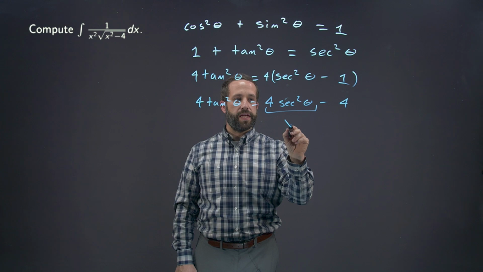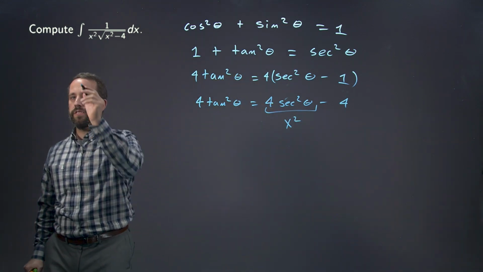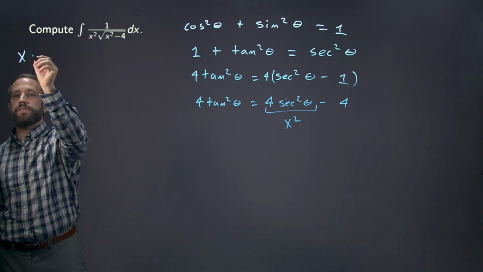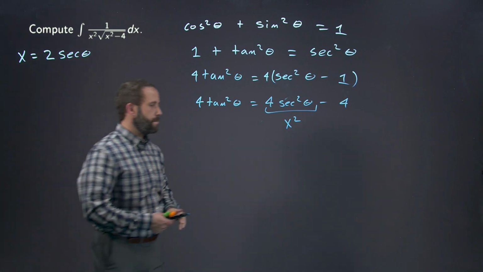And so this whole thing right here is going to be my x squared. So if x squared is equal to 4 secant squared, this tells me that x is equal to 2 secant theta. Okay.